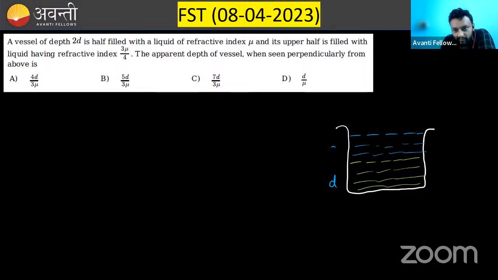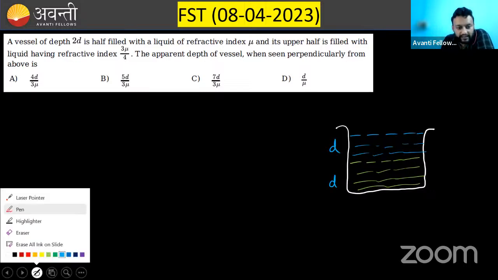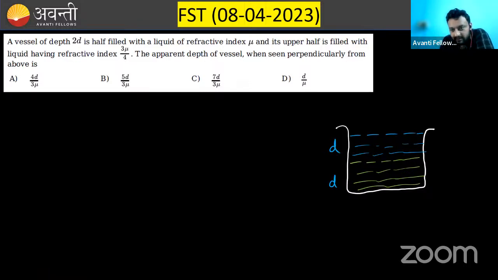So this is D. This is again D. This lower part has a refractive index mu and this upper part has a refractive index 3 mu by 4. The question is clear. Now they are asking for the apparent depth of the vessel when seen perpendicular from above. Now if an observer is somewhere here, this is the eye of the observer that I have drawn. So what is the depth of the container or vessel? What we have studied is apparent depth.